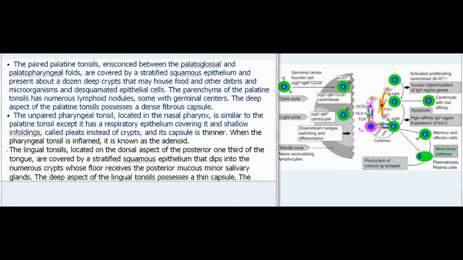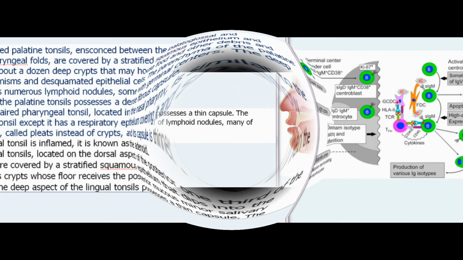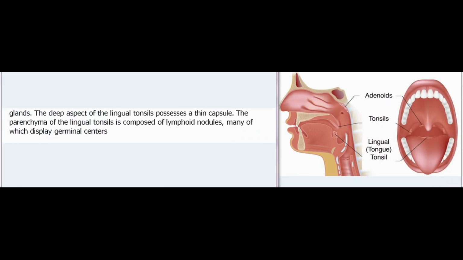The lingual tonsils, located on the dorsal aspect of the posterior one-third of the tongue, are covered by a stratified squamous epithelium that dips into the numerous crypts whose floor receives the posterior mucous minor salivary glands. The deep aspect of the lingual tonsils possesses a thin capsule. The parenchyma of the lingual tonsils is composed of lymphoid nodules, many of which display germinal centers.